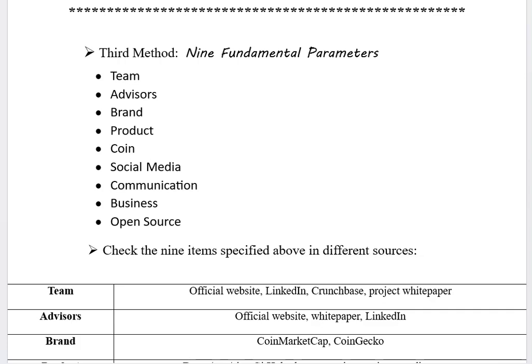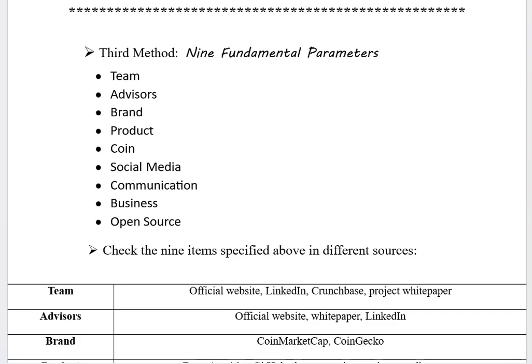The first parameter, team, examines the team behind the cryptocurrency, behind the project. For example, it checks whether the team members have experience managing projects with capital beyond $1 million. It also assesses whether the team has enough marketers or network testers.